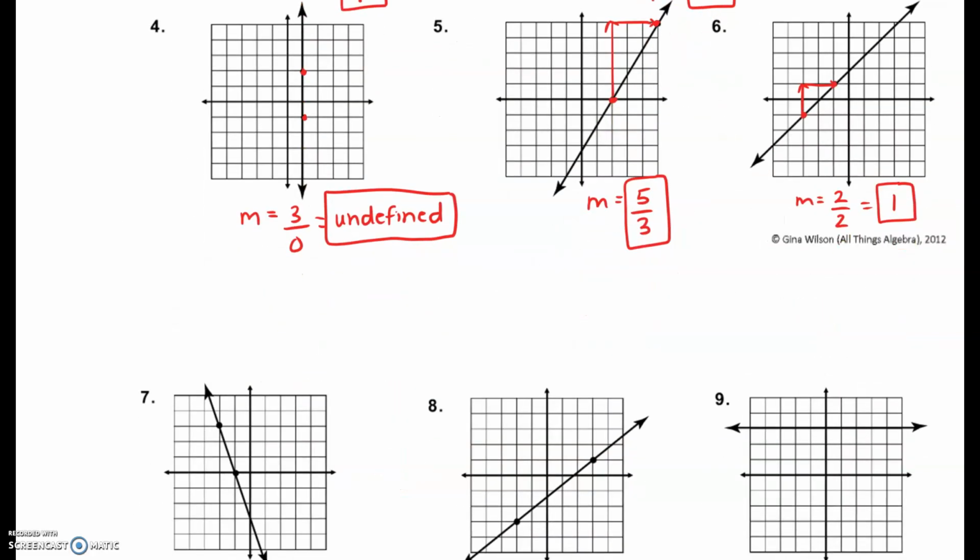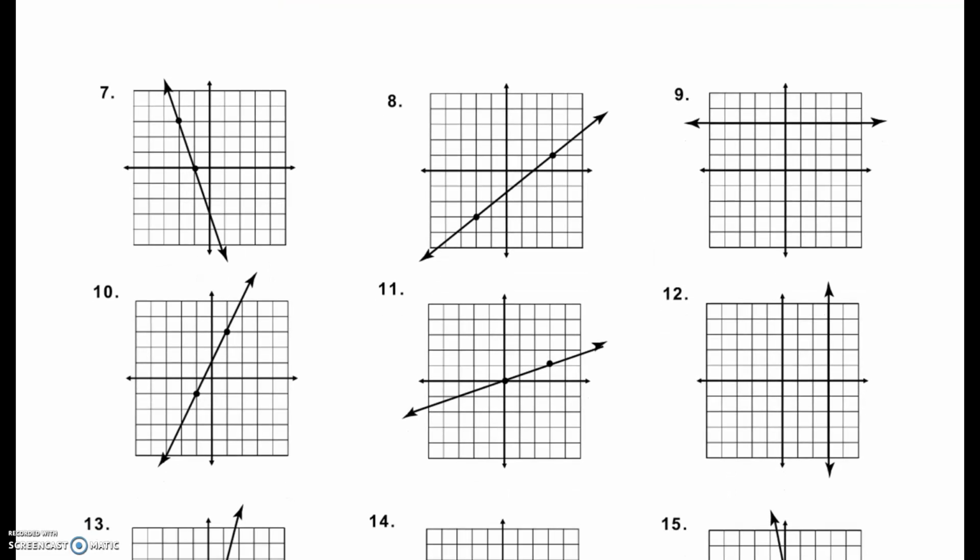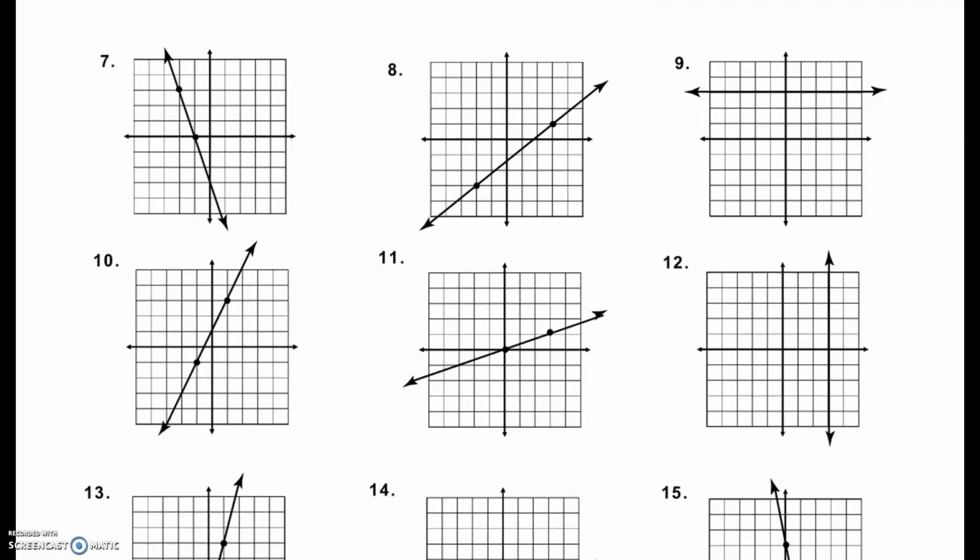So moving on to the back, looking at a few more of these questions, if I look at question number 7, I have a slope that is falling from left to right, which should indicate to us the slope is going to be negative. So we went down 3 and to the right 1. Negative 3 divided by 1 would be negative 3 for the slope on number 7.